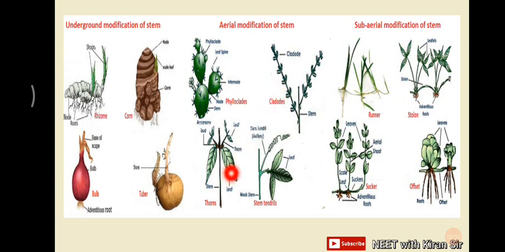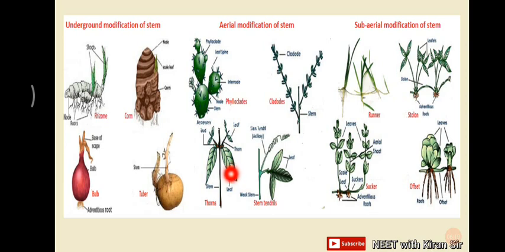Third one, we call it thorn. So here when I say thorn, the best examples you can remember are citrus and bougainvillea. In case of citrus and bougainvillea, we will see that the axillary bud is modified into a spiny-like structure. They appear as thorns and are meant for protection.